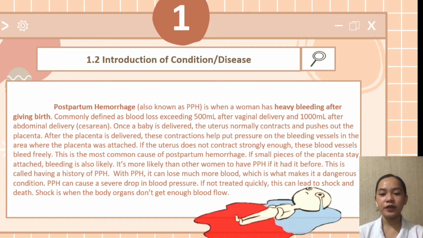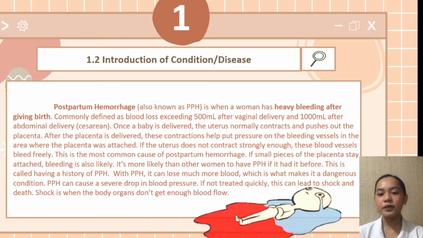Introduction of condition, disease. Postpartum hemorrhage, also known as PPH, is when a woman has heavy bleeding after giving birth, commonly defined as blood loss exceeding 500 ml after vaginal delivery and 1000 ml after abdominal delivery. Once a baby is delivered, the uterus normally contracts and pushes out the placenta. After the placenta is delivered, this contraction helps put pressure on the bleeding vessels in the area where the placenta was attached. If the uterus does not contract strongly enough, these blood vessels bleed freely.